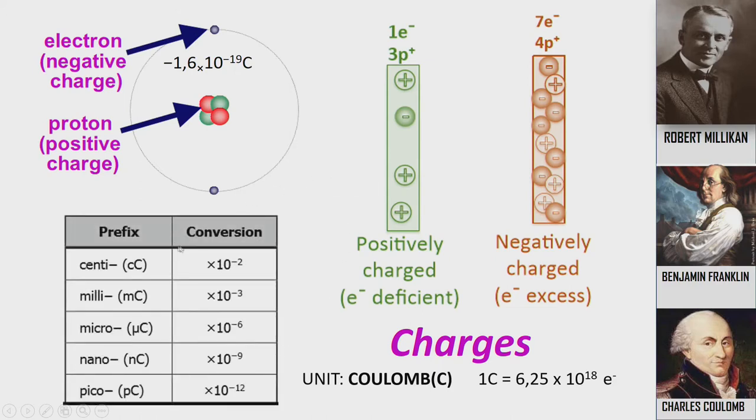And we then have to do conversions like centicoulomb, millicoulomb, microcoulomb, nanocoulomb, and picocoulomb, and so forth. And these are the conversions. So you have to take 1 coulomb and multiply by 10 to the power 2 if you want a centicoulomb. But that makes sense. Centi means 100, and milli means 1,000, and so forth.